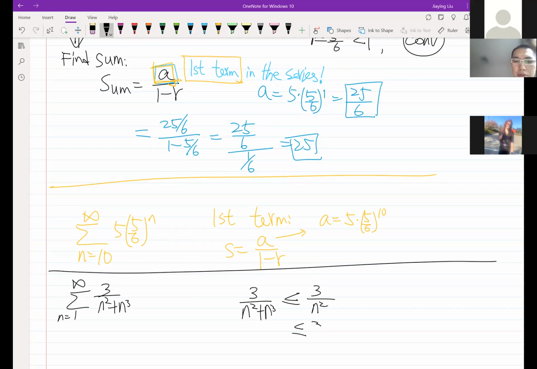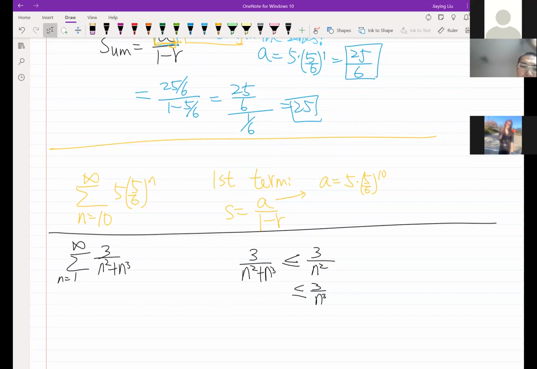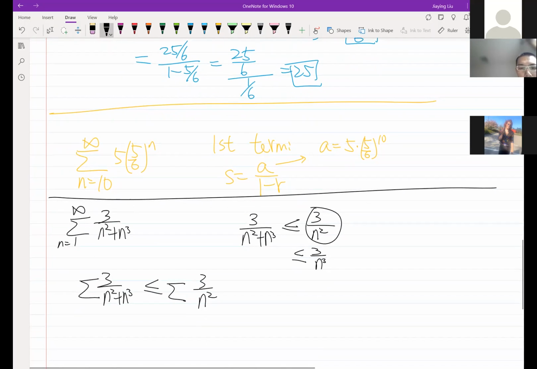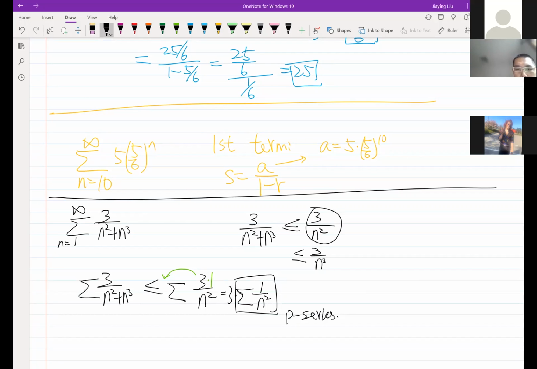It's also going to be less than or equal to 3 over n cubed, right? It doesn't matter which one you use. At least one of them should work here. I'm going to use this one first, and if we run into problems, then I'll try the other one. So the series 3 over n squared plus n cubed is going to be less than or equal to the series 3 over n squared. Even though you have a 3 here, that doesn't matter. We can always bring it outside and leave a 1 there. So that will be 3 times the series of 1 over n squared. And this series, you should be able to figure out using the p-series test, which we know is convergent because p is 2, which is greater than 1.